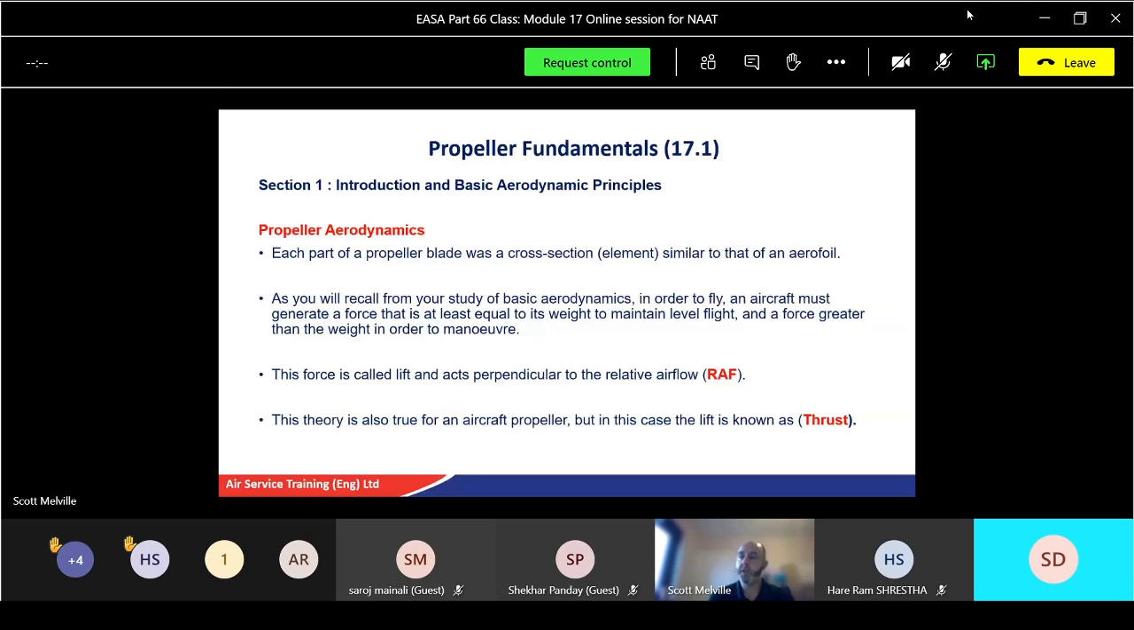Now, the theory is also true for an aircraft propeller, but in this case, instead of being called lift, we call it thrust. The principle is the same, we just change the terminology. For an aircraft wing, we need the lift, but the wing that is now rotating on the hub of the engine is providing us with the thrust.